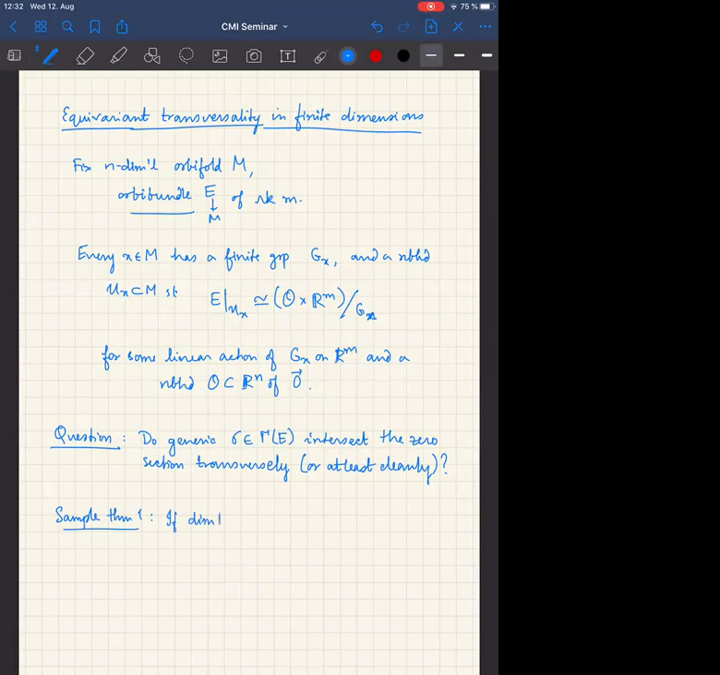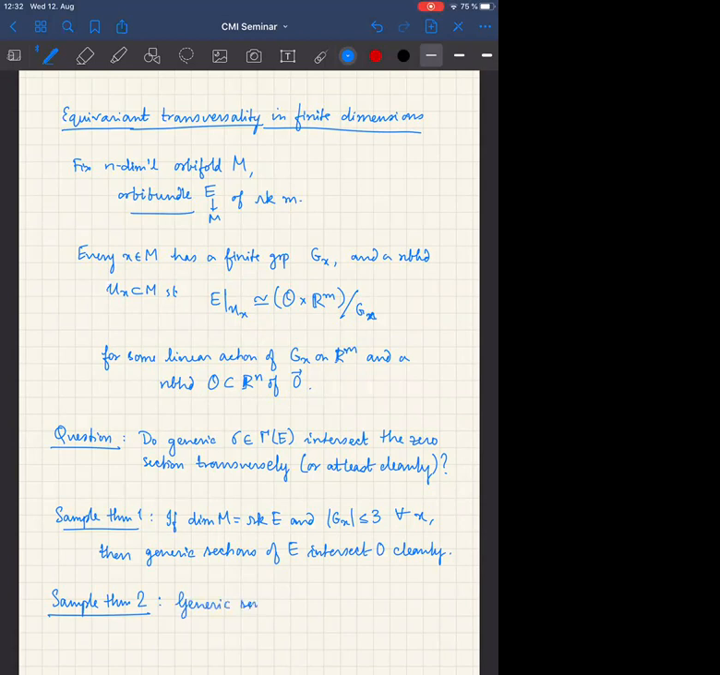So if it turns out that the dimension is the same as the rank of the bundle, and moreover the isotropy groups are small enough, then generic sections of E intersect the zero section cleanly. And we also have another theorem which says that generic smooth functions, just like in the case of a manifold, for an orbifold as well, they are Morse.